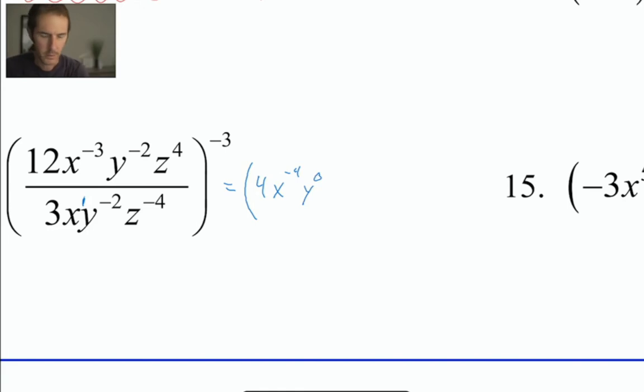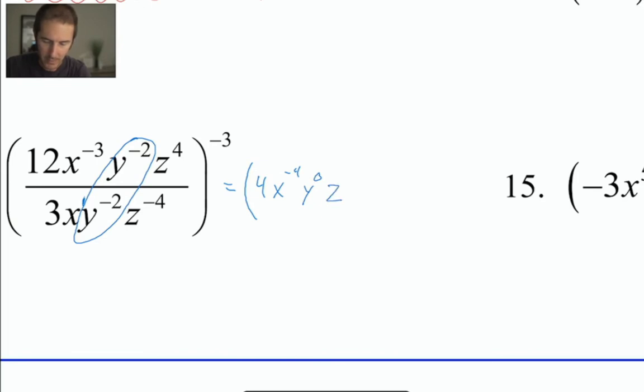Wait a second. These two things are exactly the same. Shouldn't those just cancel out? Absolutely. And when they do cancel out, what are you going to get? Well, what's anything divided by itself? Just like 5 over 5 or negative 6 over negative 6, anything divided by itself is equal to 1. Guess what y to the 0 equals? We'll write it as a 1 in the next step.